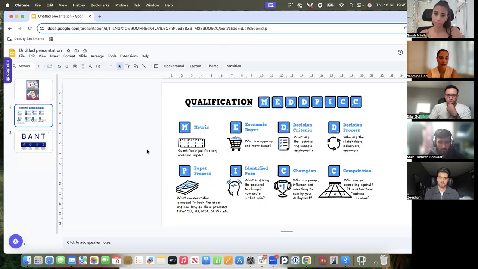Yeah, definitely. You can kick it off. Right. So metrics, as I said, quantifiable justification. So what's the economic impact? Economic buyer, why is that important? You want to know at the start who's basically going to approve the budget for the project, because if you're speaking to an intern, they don't have that power, if that makes sense.